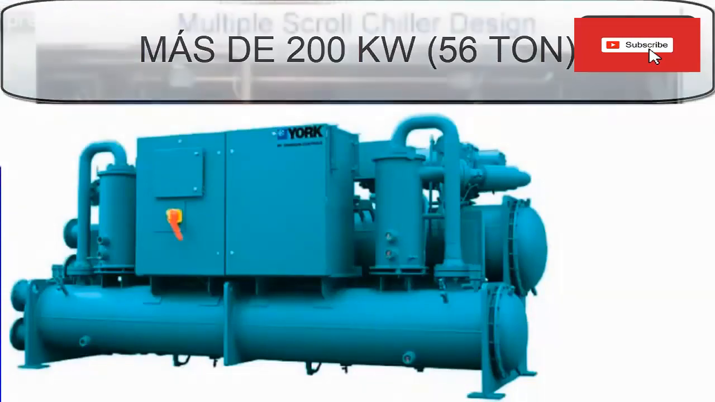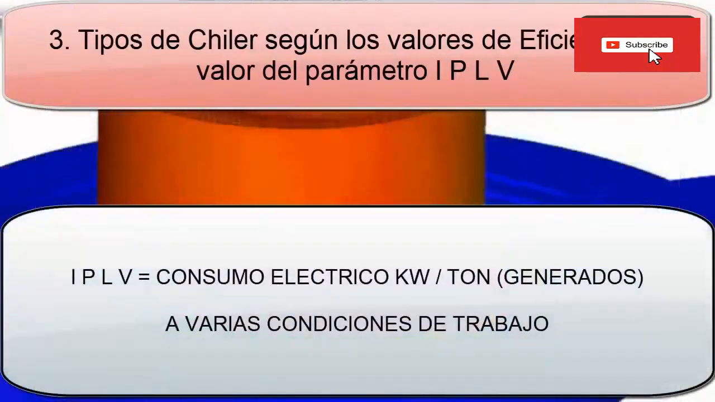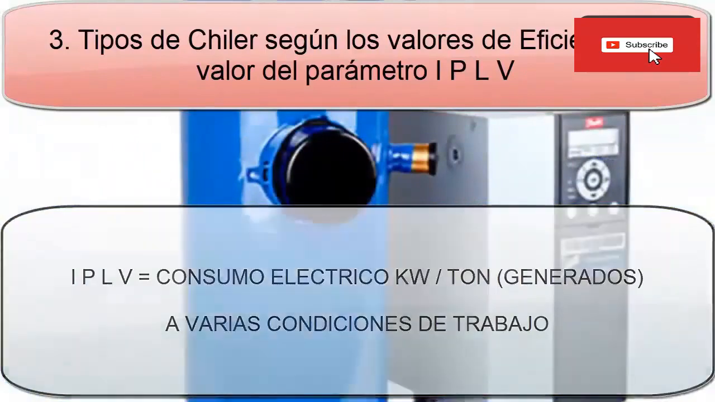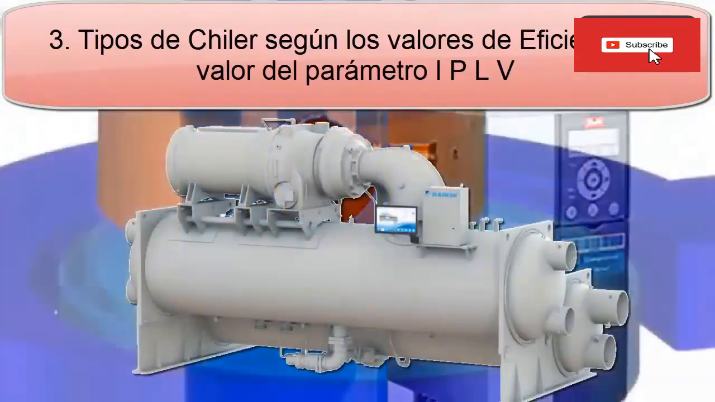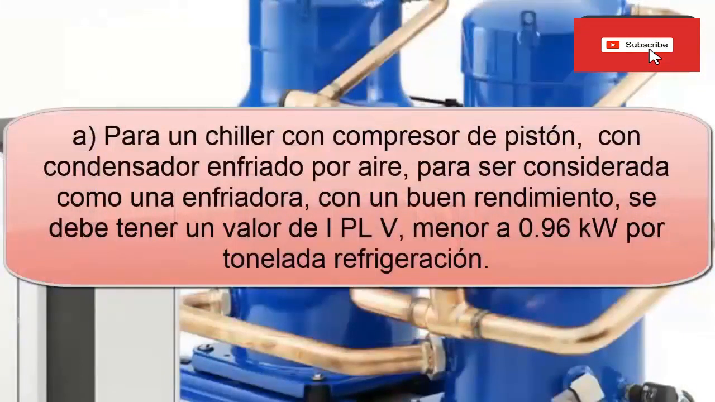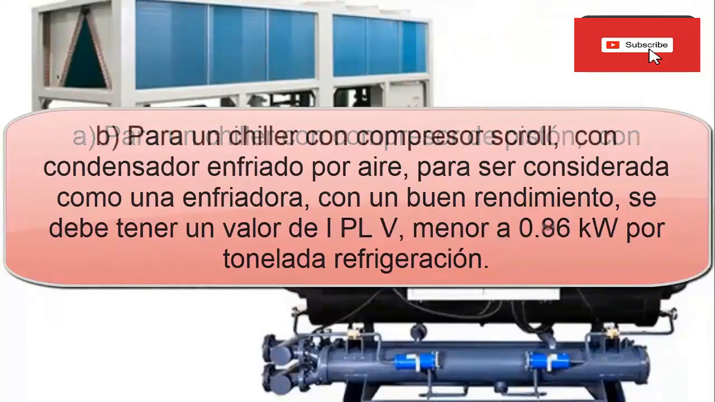Let's go with the third classification for chillers. Chiller types according to the efficiency values or value of the IPLV parameter. The IPLV parameter is a value that allows us to have an idea of the performance of a water chiller under various operating conditions. So we have: A. For a reciprocating compressor chiller with an air-cooled condenser to be considered a chiller with good performance, it must have an IPLV value of less than 0.96 kW per refrigeration ton.